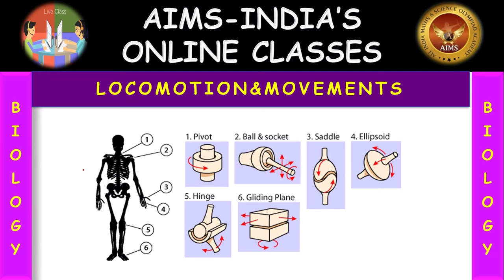The ball and socket joint we have studied, also known as anarthrosis. The ball of one bone articulates in the socket of another bone. Examples: head of the humerus and glenoid cavity of the pectoral girdle, the femur and acetabulum of the pelvic girdle, the joint between the incus and stapes, ear bones. And we have studied the movement in plants also, isn't it?